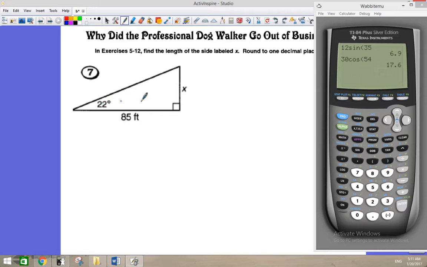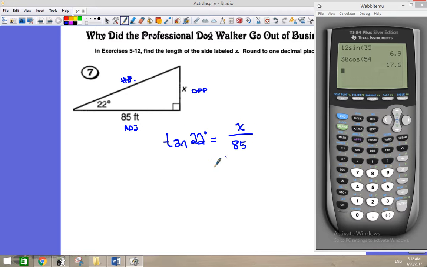So with respect to the 22 degrees, this is the opposite side and this is the adjacent side, because opposite the 90 degrees is always the hypotenuse, no matter which angle it is. But with respect to this 22 degree angle, the 85 is the adjacent, x is the opposite. The trig function that I have on my calculator is sine, cosine, and tangent is the opposite leg over the adjacent leg. I mean, I could do cotangent, but since I don't have a cotangent button, it's just easiest to do tangent, right? So I have x over 85.